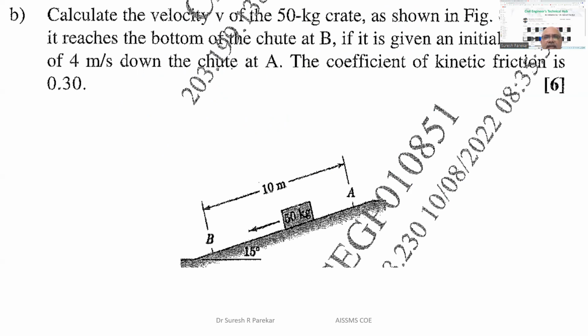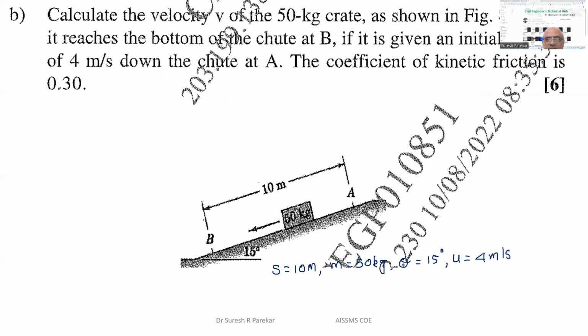If it is given initial velocity 4 meters per second down the chute at A. The coefficient of kinetic friction is 0.3. So given data, you just see, what is the distance covered? We have S equal to 10 meters. Then what is the mass of the package? 50 kg. We have theta given as 15 degrees. Then initial velocity is given, that is 4 meters per second. And then we have to find out the velocity at point B.